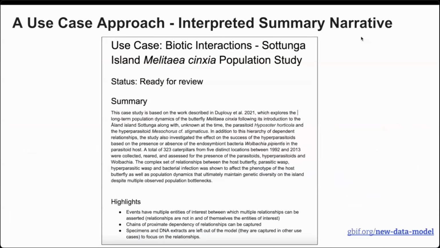use case taken from the literature, in which host butterflies were sometimes parasitized by a wasp, which in turn were sometimes hyperparasitized by another wasp, where the hyperparasitism potentially was affected by the presence of an endosymbiont bacteria in the parasitoid.